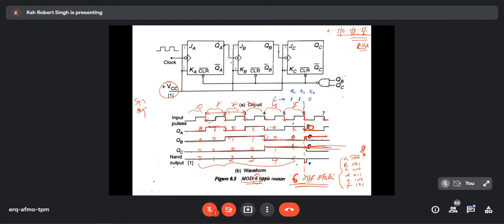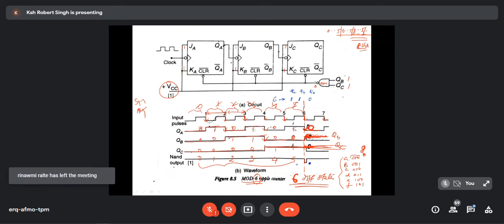Then what should I do? Then this QB is 1 at this point. See, it is 1 during this portion. QC is also 1. After this time, it is getting 1. So QC is also 1. Then you do one thing. You arrange one circuit, a NAND gate. QB was 1. QC also 1. 1 and 1. Output is 0.